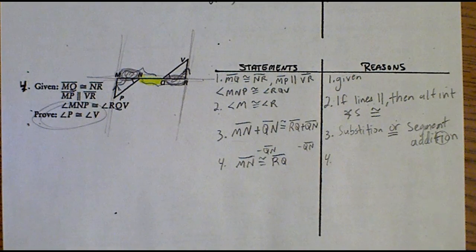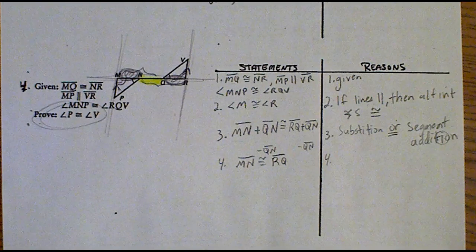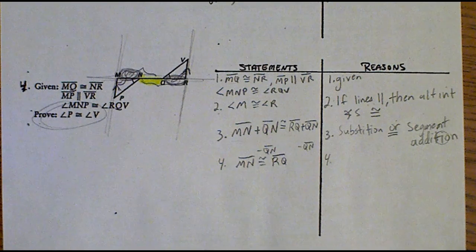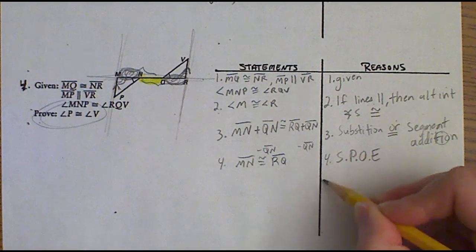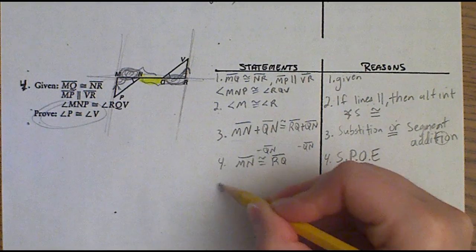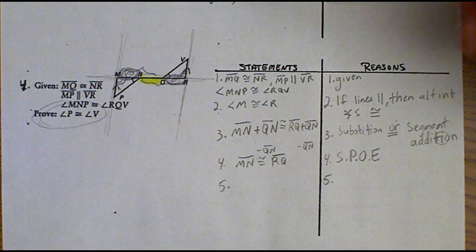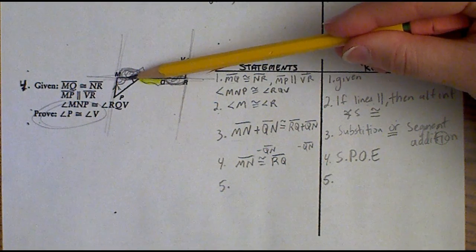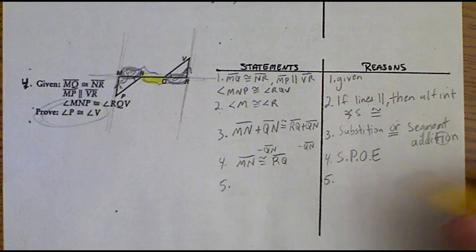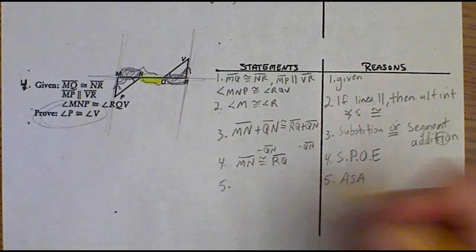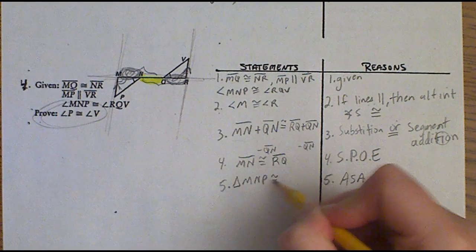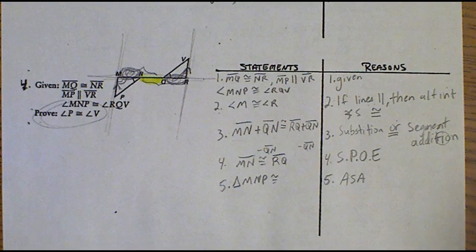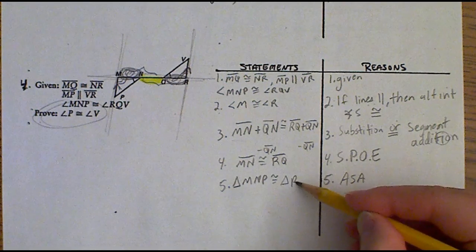And I know it's been a really long time. We did these algebraic proofs at the way beginning of proofs. Anytime you subtract the same value from both sides of an equation, that is ESPO, right? That's on our list of reasons. And so now I've proven that these segments are congruent, so I have ASA. And that's how I'm going to prove that my triangles are congruent. Triangle MNP is congruent to triangle RQB.